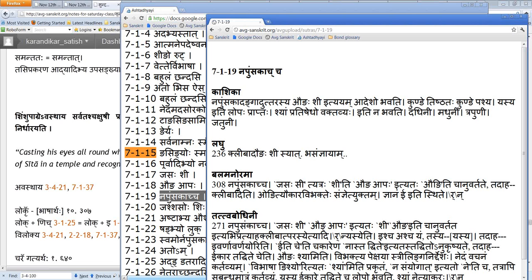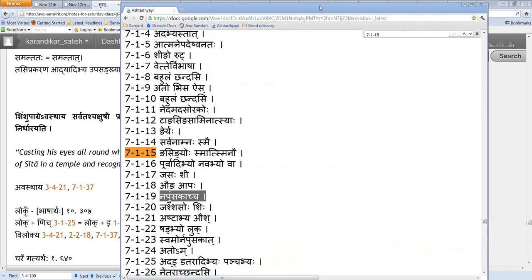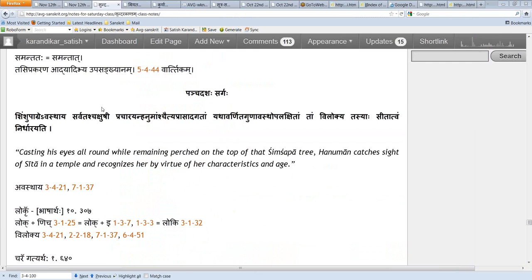Kunde tishtataha, kunde pashya. This is the dvitiya dvivachanam. Okay, so napumsakacha. So chakshushi is dvitiya dvivachanam. It is the karma of the next word, which is pracharyan. What's pracharyan? Pracharyan is shatranta prathama ekvachanam, pullinge prathama ekvachanam. It's the visheshanam for Hanuman, the next word. Hanuman chakshushi sarvataha pracharyan, which means casting, moving his eyes, inspecting everywhere.